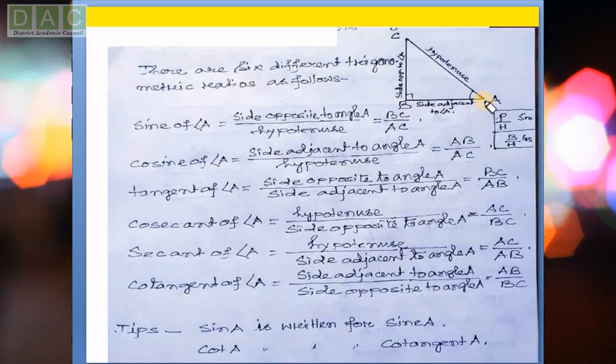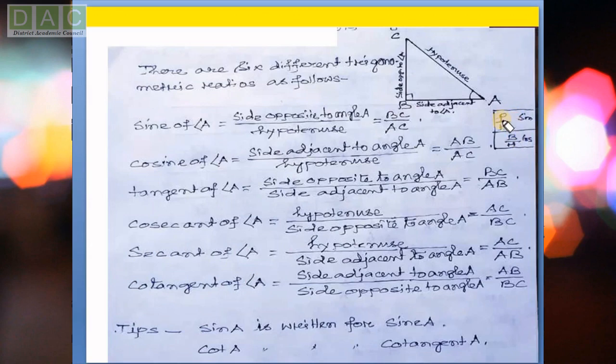Now secant of angle A equal to hypotenuse by side adjacent to angle A. So hypotenuse is constant, it is AC by side adjacent to angle A. This is the side, so write AB. Then cotangent of angle A equal to side adjacent to angle A by side opposite to angle A, AB by BC. Now this is the way to understand sin A, cos A, tan A, cosec A, sec A, and cot A. And here is another way you have to keep in mind.